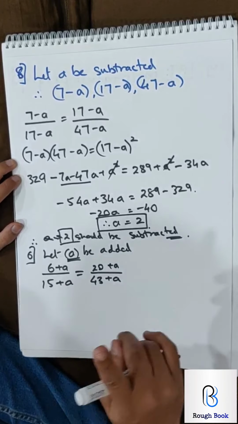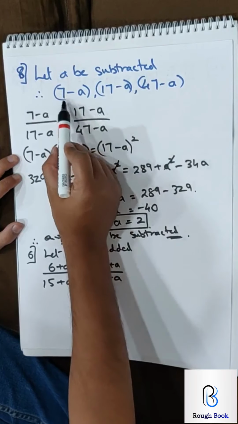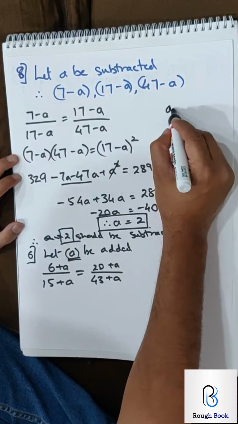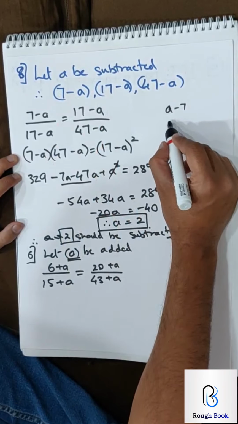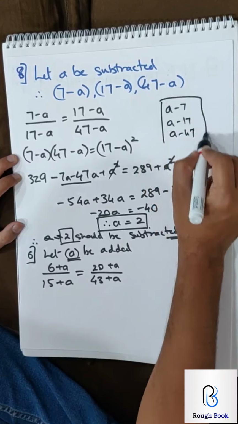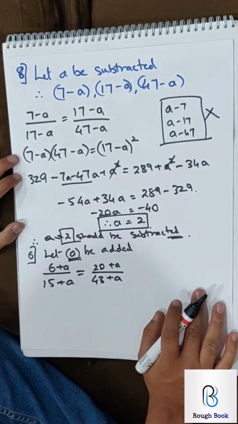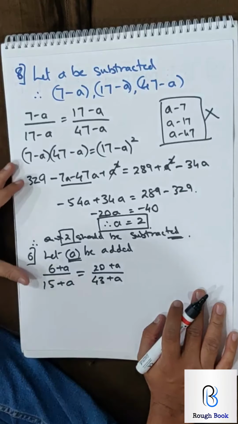Okay, before you go ahead, 1 minute, very important. Here, what should be subtracted? 7 minus a. I have seen people writing a minus 7, a minus 17, a minus 47, instead of 7 minus a, 17 minus a, 47 minus a. If you do this, the entire sum will go wrong, because whatever has to be added or subtracted should come in the end. Please keep that in mind.